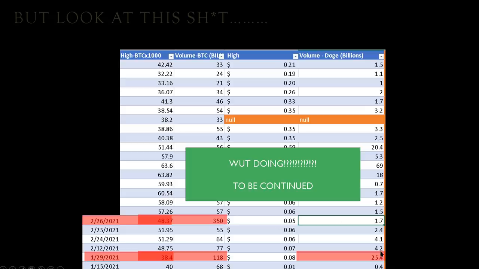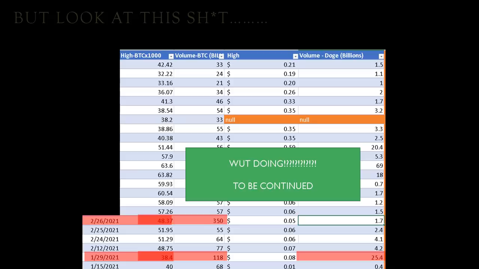Now, take a look at Bitcoin in February. So on the 25th, it had 55 billion volume. And then on the 26th, it had 350 billion volume. And then the following day fell right back down to low volume. So it's interesting to me to see these surges in volume show up on these short receipt dates. So just want to point that out.